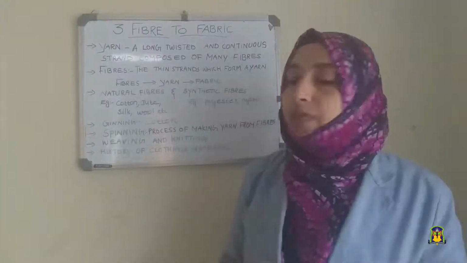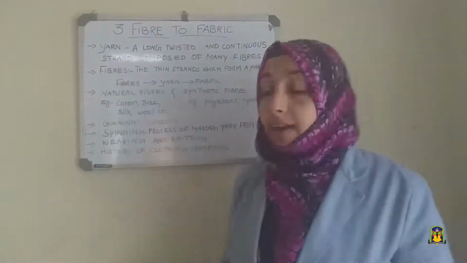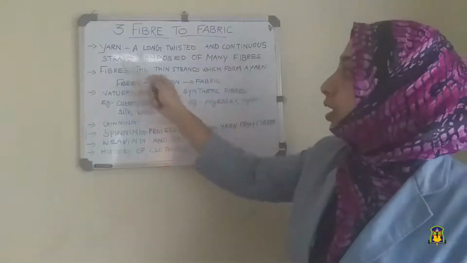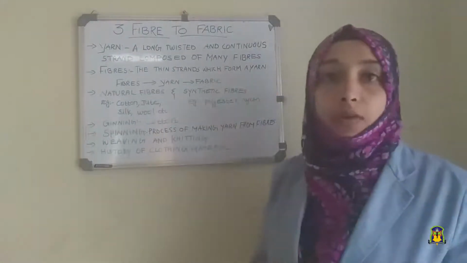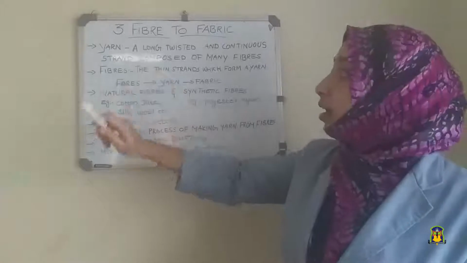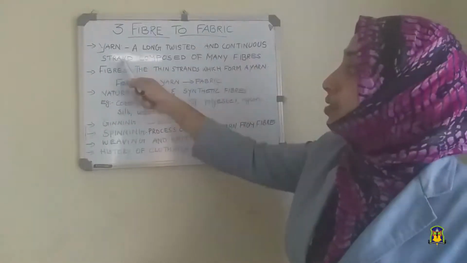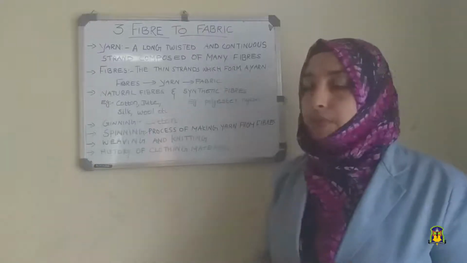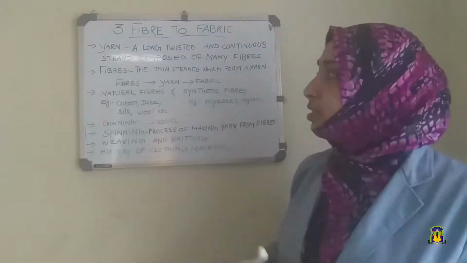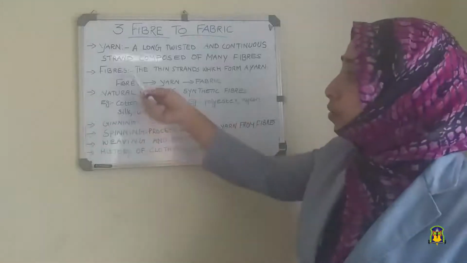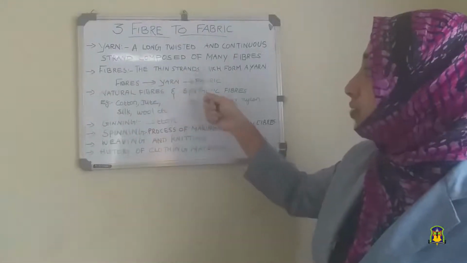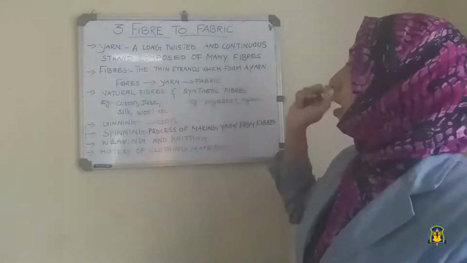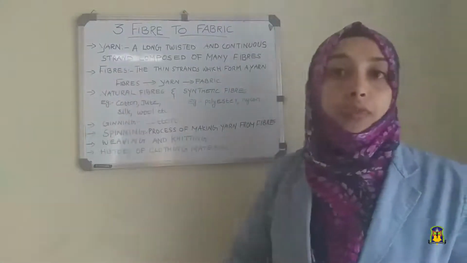Okay, so first of all, we can see what is meant by yarn. A long, twisted and continuous strand composed of many fibers is called yarn. Then we can see what is meant by fibers. The thin strands which form a yarn are called fibers.